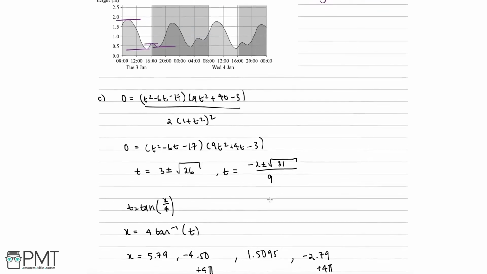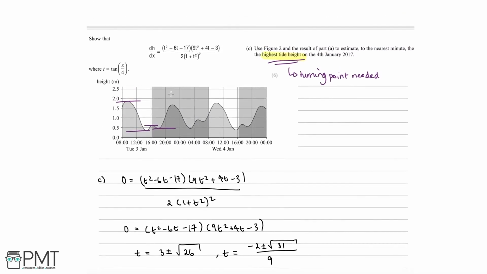Okay, so if 1.5095 is our smallest positive value of x, it means that we need to use this in order to answer our question. Well, we can't substitute in 1.5095 straight away because our question actually wants us to find the highest tide height on the 4th of January 2017. And in order to do that, we need to find this height over here. And 4th of January actually starts over here. And between these two peaks, this peak is bigger than this one. So thus we need to find this third peak over here.